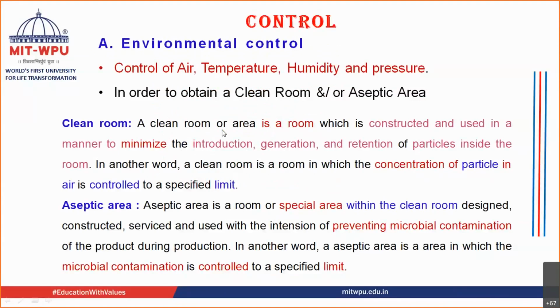Now, what do you mean by environmental control? Environmental control is nothing but control of air, control of temperature, humidity, and pressure. Why do we do the environmental control? We do the environmental control in order to obtain a clean room, or in order to obtain an aseptic area or an aseptic room.